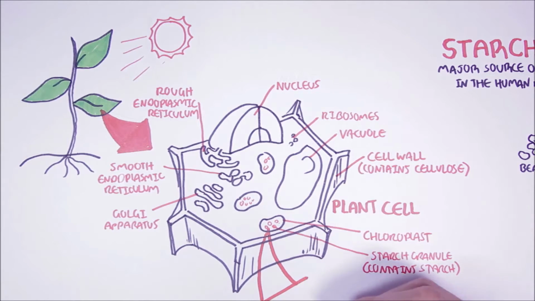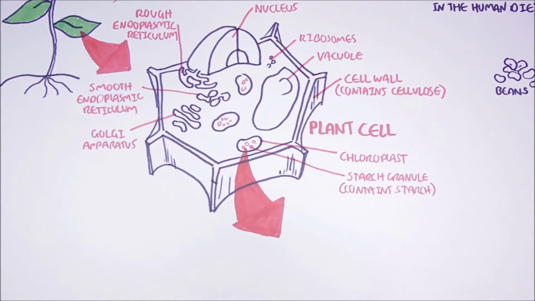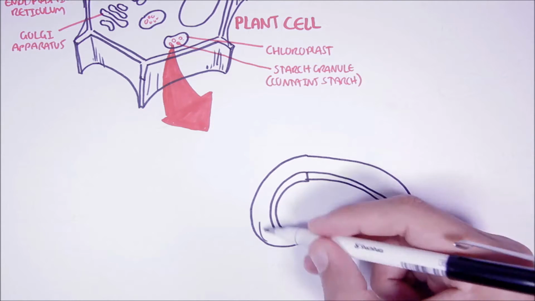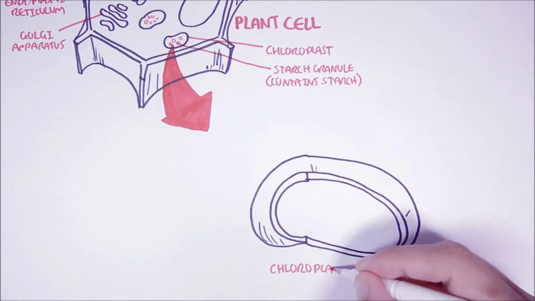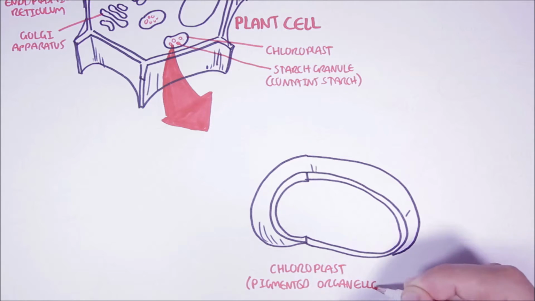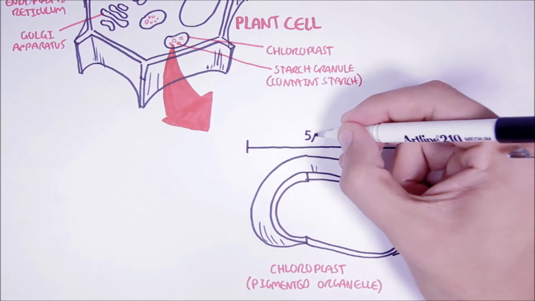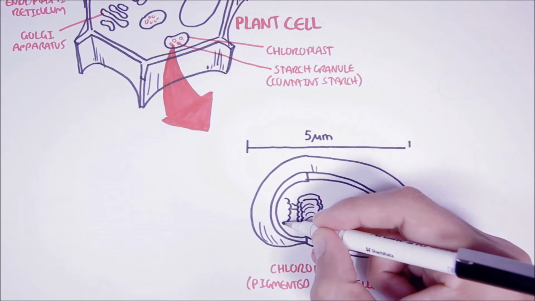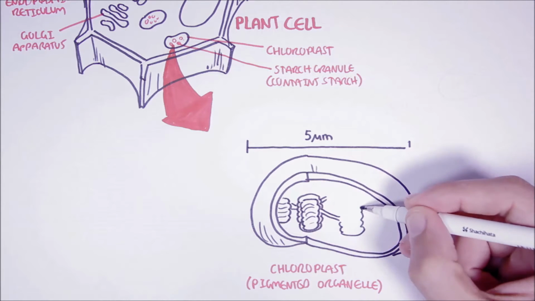So let's have a closer look at the chloroplast. So here we are looking at one chloroplast. A chloroplast is a pigmented organelle because it participates in photosynthesis and therefore contains color. Chloroplasts are about 5 micrometers in diameter, but the size can vary again depending on the plant.